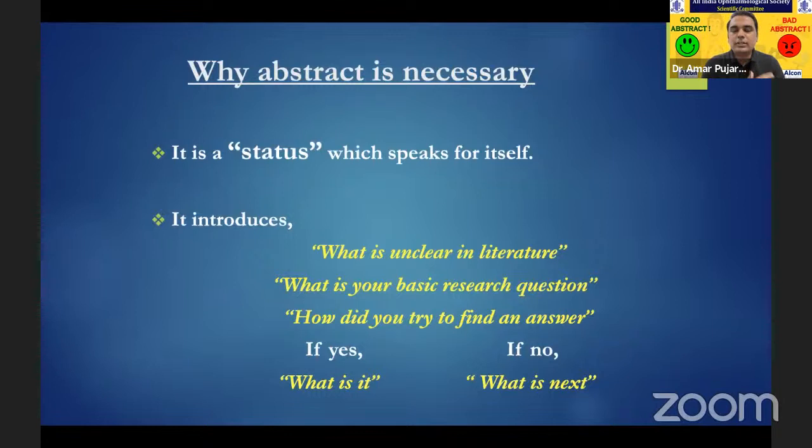Basically, it is a kind of status. Whatever status we are going to put on our Facebook or WhatsApp, it's going to be a status of that particular paper, which speaks for itself. If you're just reading the abstract, you are going to unveil the entire 3 years of the movie. It's going to be a trailer kind of thing.